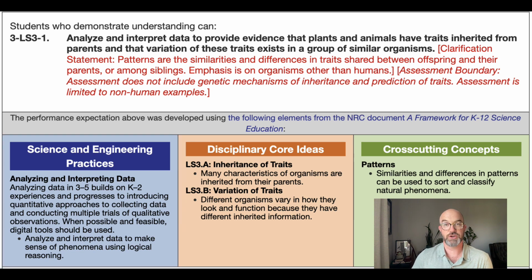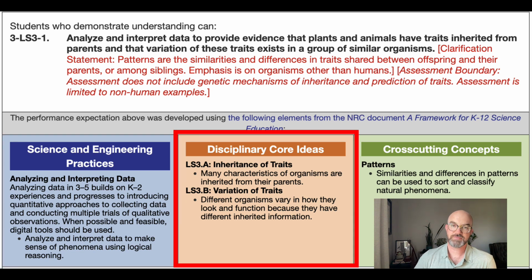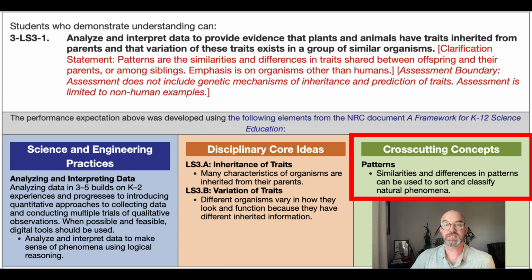The DCI, there are two of those for this, are LS3A, that's inheritance of traits, where students have to understand that characteristics of organisms are inherited from their parents, many, not all. And LS3B, variation of traits, where students have to understand that different organisms vary in how they look and function because they have different inherited information. And the last part are the crosscutting concepts, and in this case it's patterns, where students have to find similarities and differences in patterns can be used to sort and classify natural phenomena.